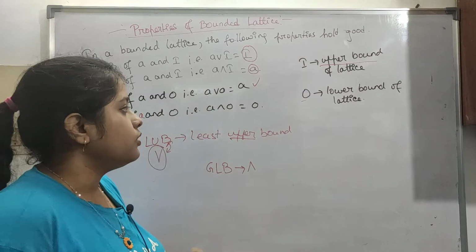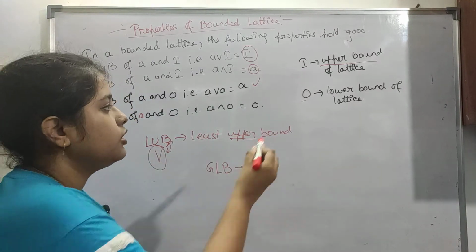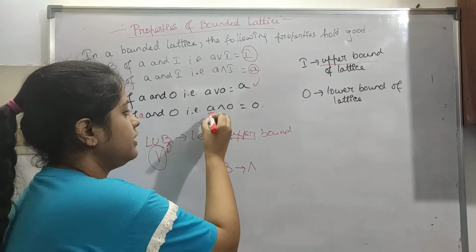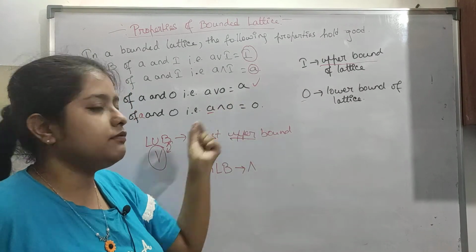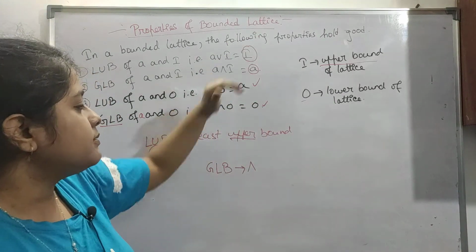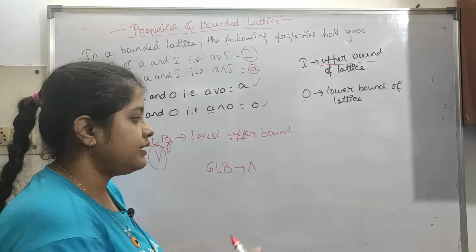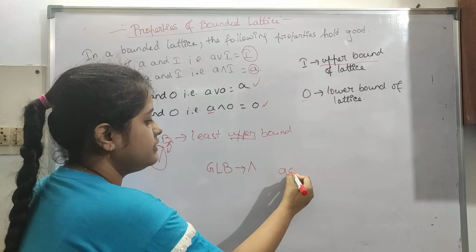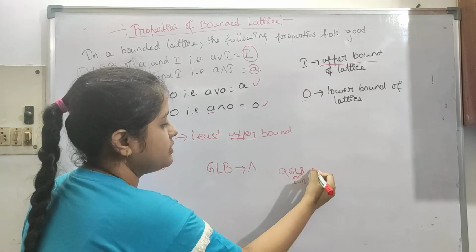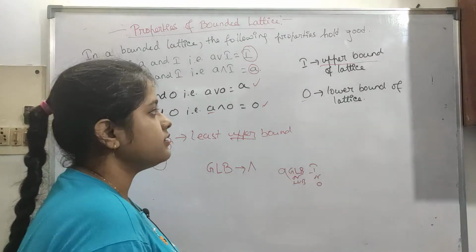So next, GLB of A and O. It is asking for the GLB. See, GLB means greatest lower bound. So here A is any element and O is our lower bound. So any element and the lower bound will give you, since we are asking GLB, O, okay. So these are some properties, you don't have to remember anything, just apply some common sense, okay. If any element is there and we apply GLB or LUB with I or O, apply some common sense and you will get the answer, okay.